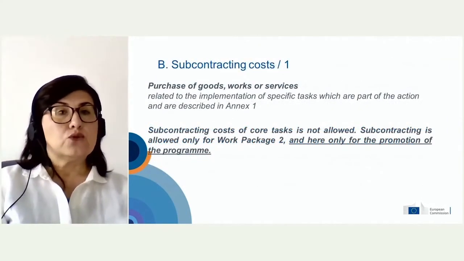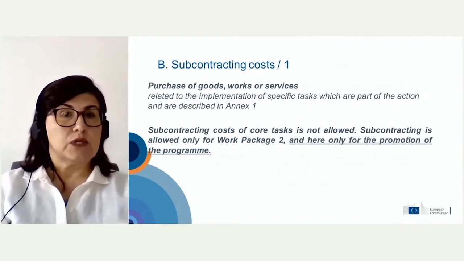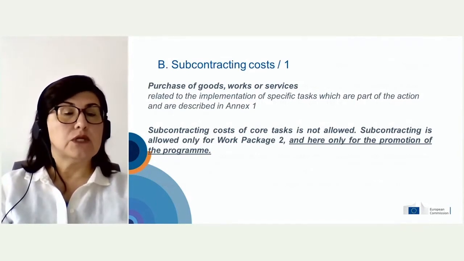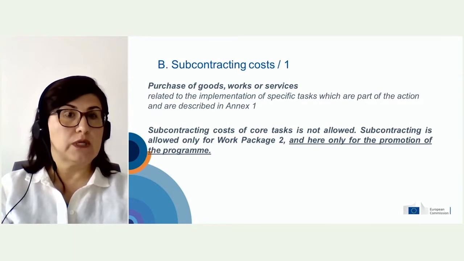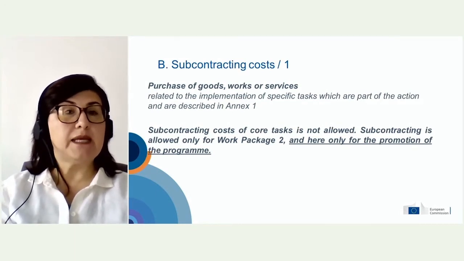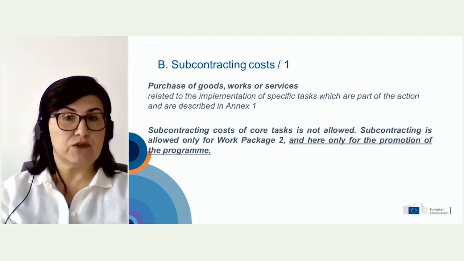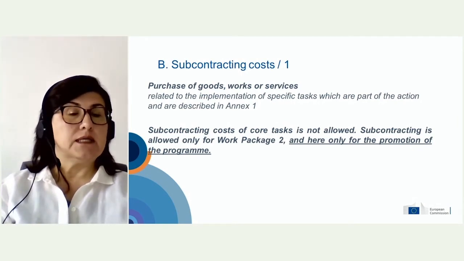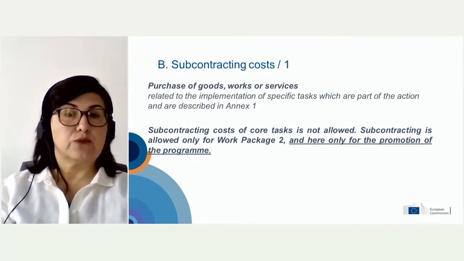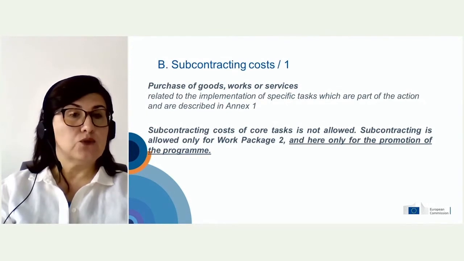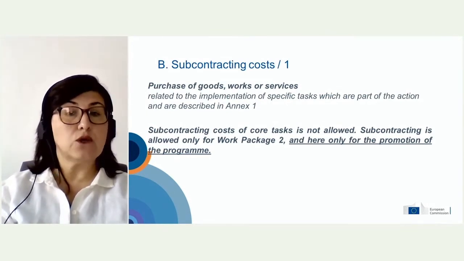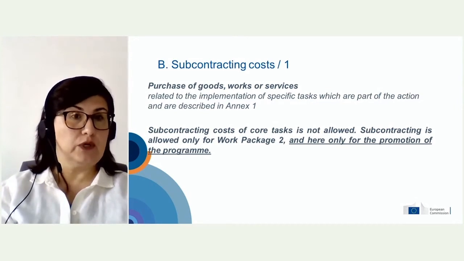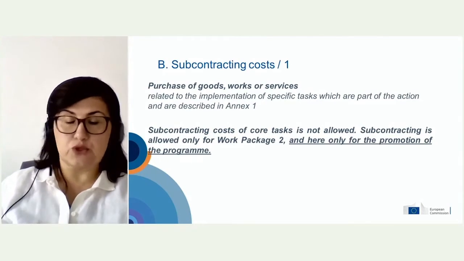Then let's go to another budget category, the subcontracting costs. You are not allowed to subcontract costs related to the core tasks, which are the main tasks for the implementation of the project. In the case of Erasmus for Young Entrepreneurs, you are allowed to subcontract costs only for work package 2 and only for the promotion of the program. You have to describe these costs in the technical description.